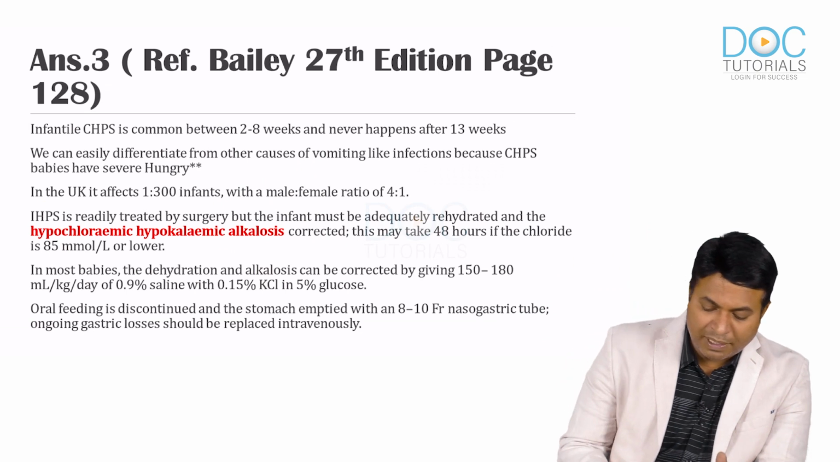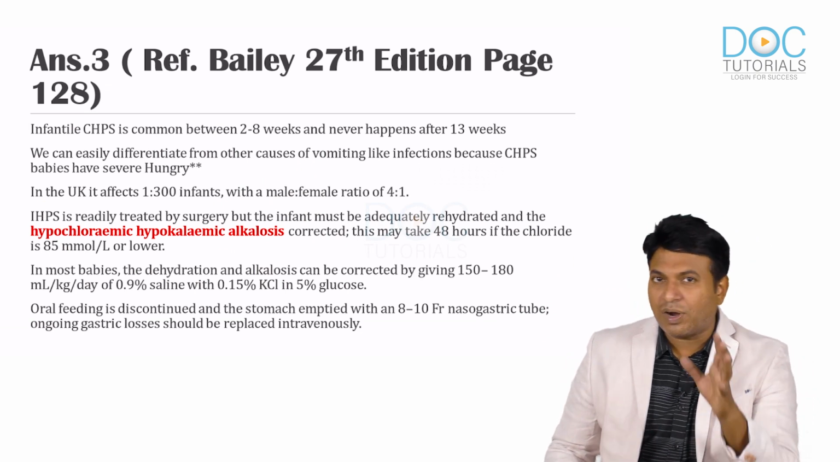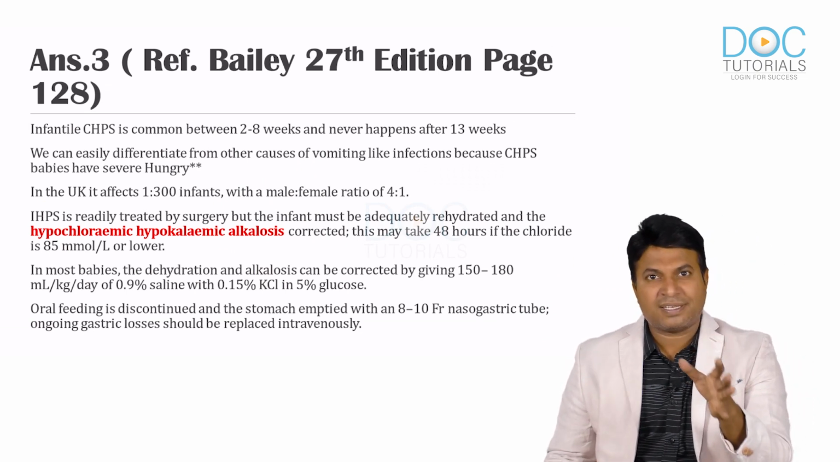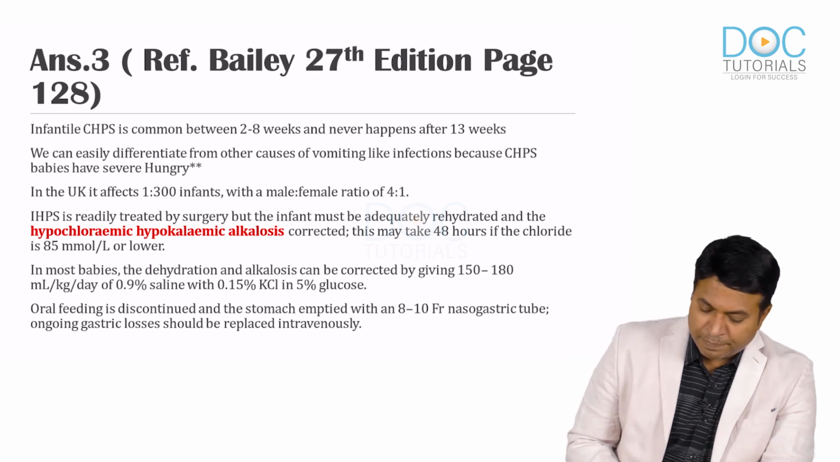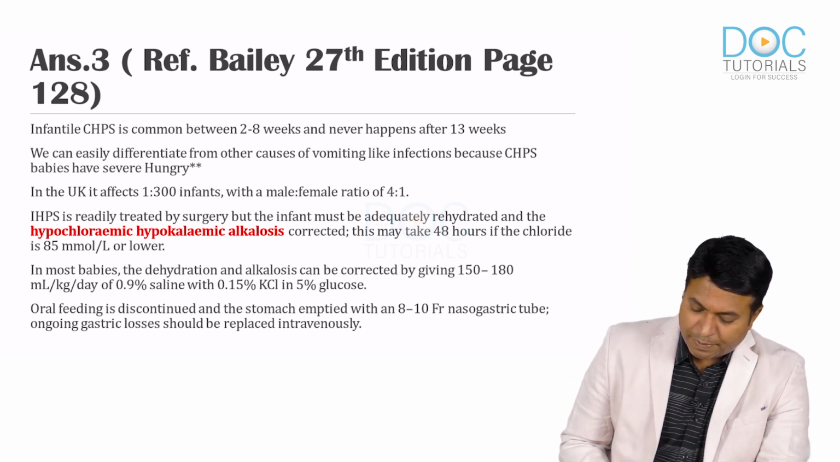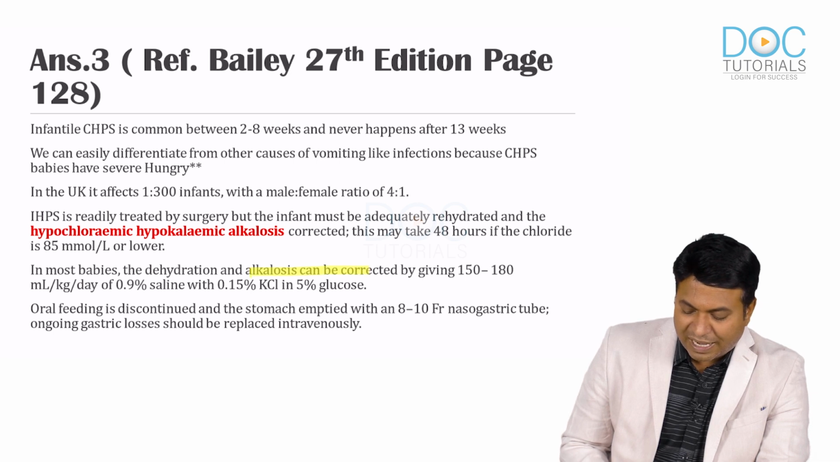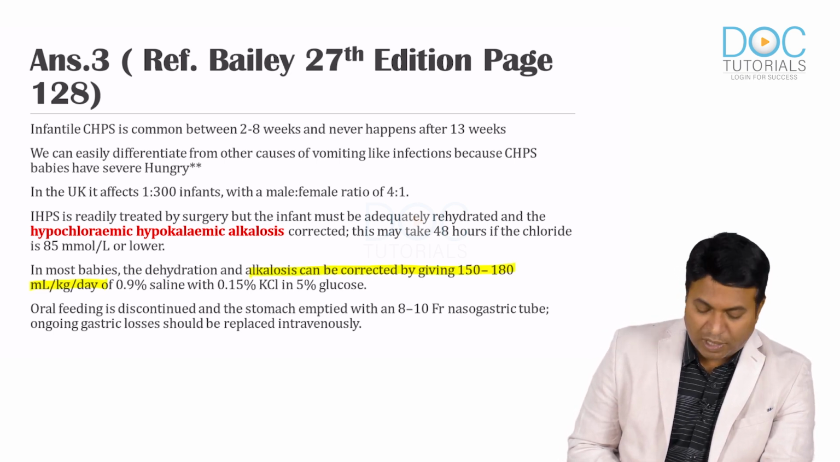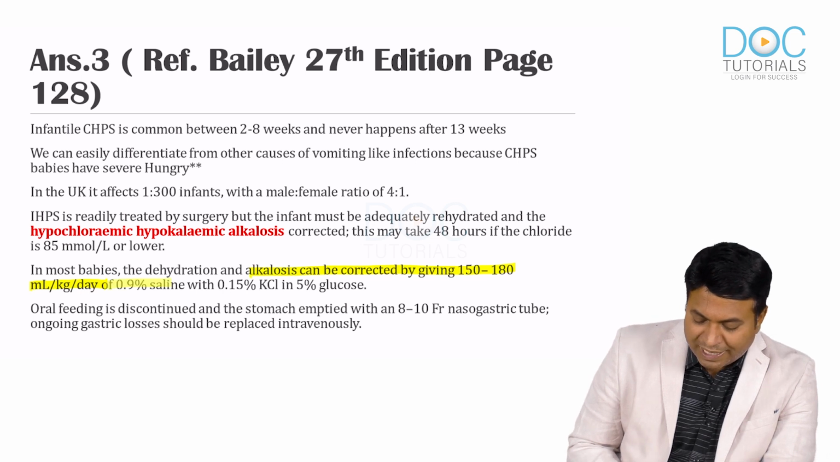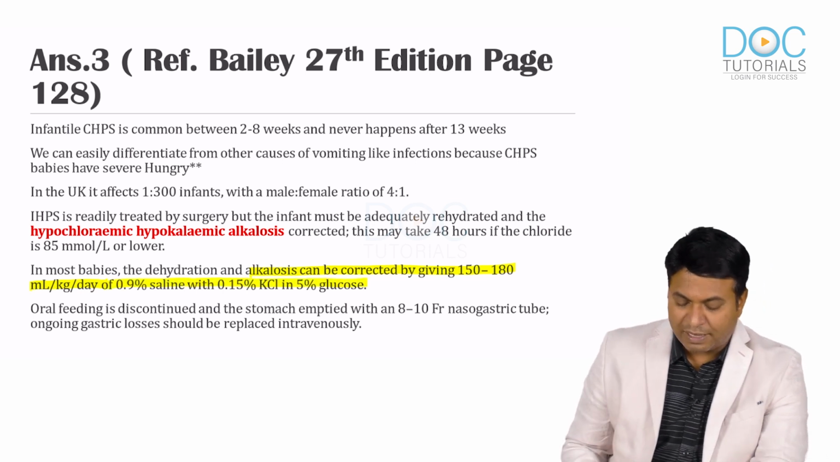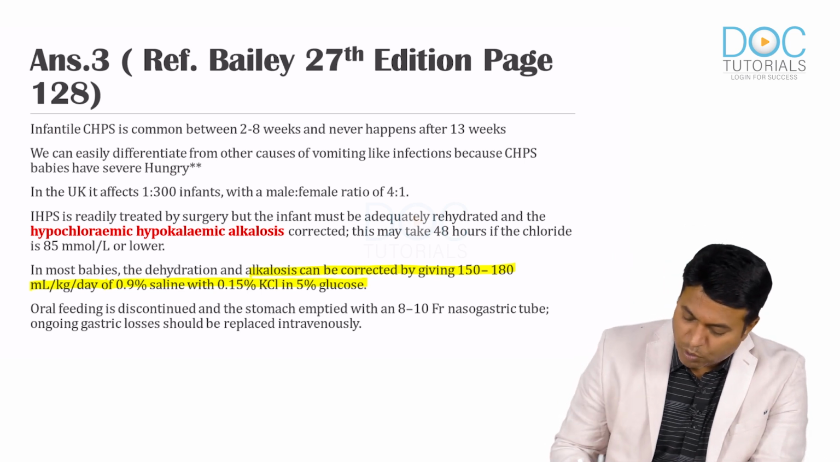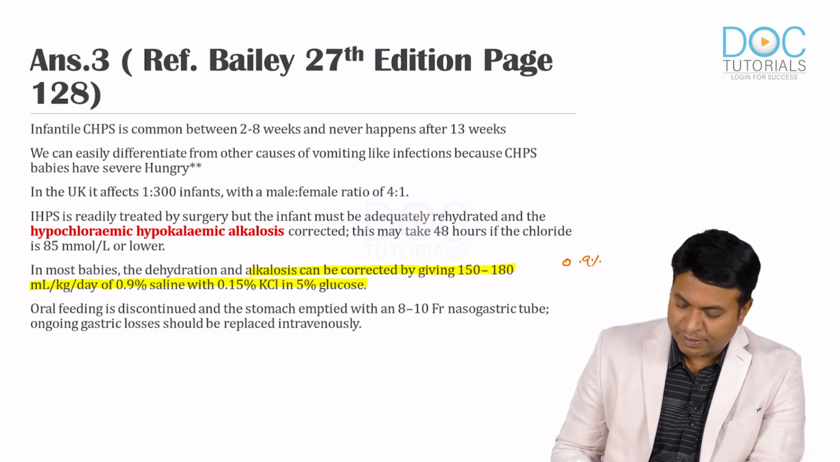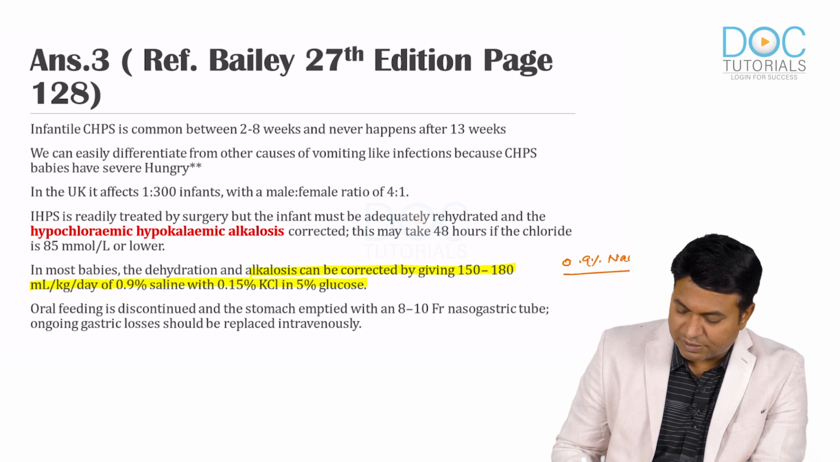So to correct the metabolic alkalosis seen in these babies, what is the fluid of choice? This is the next expected question from this topic. In most babies, alkalosis can be corrected by giving 150 to 180 ml per kilogram per day of 0.9% saline with KCl. Please remember the fluid of choice is 0.9% saline. NaCl is the fluid of choice.